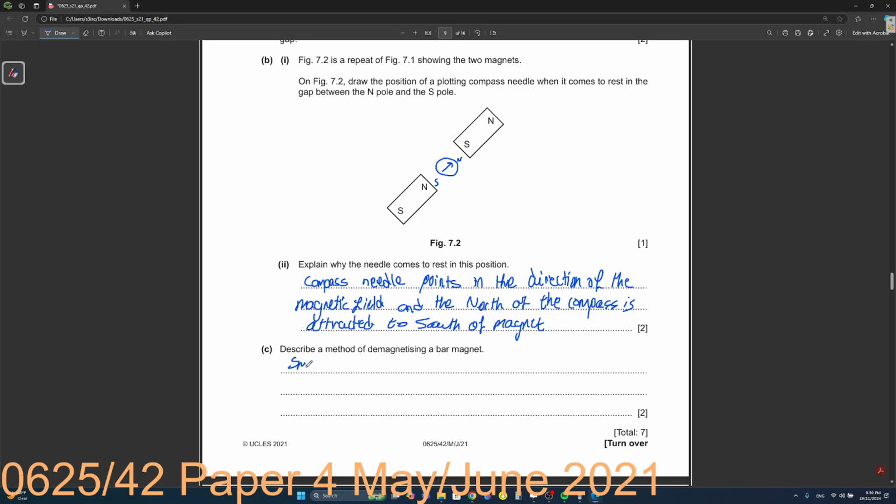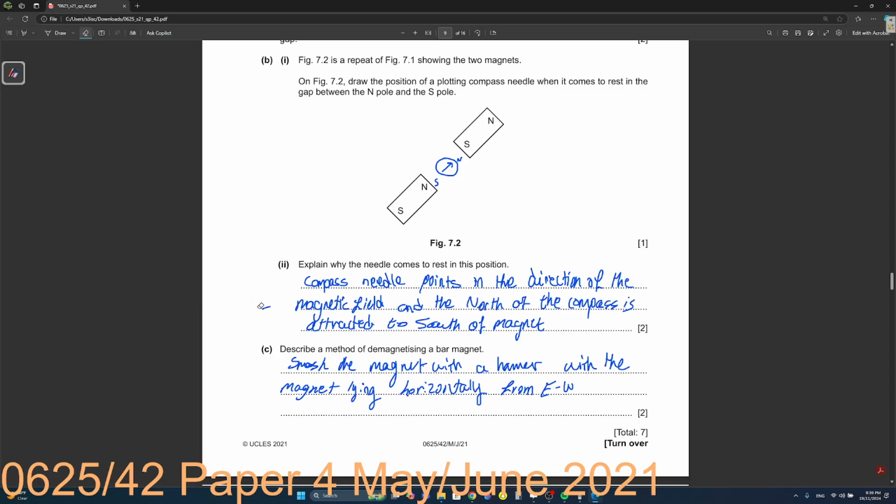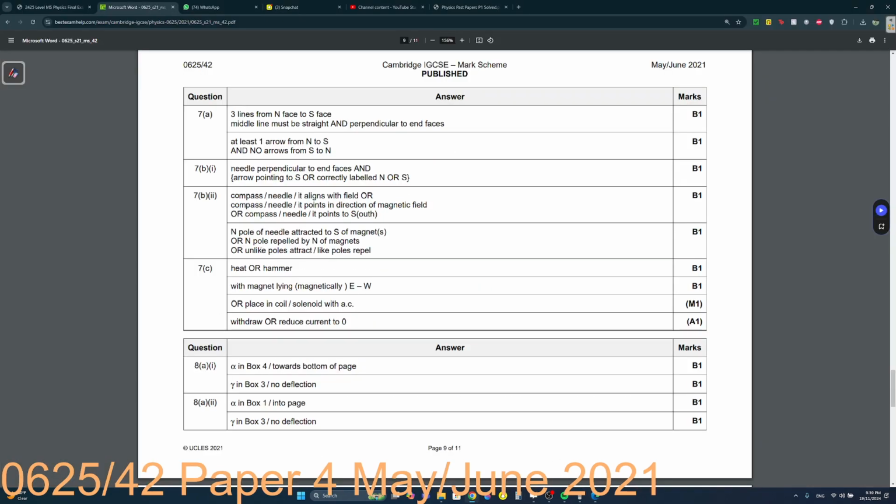Smash the magnet with a hammer, with the magnet lying horizontally from east to west. Okay, I don't really understand this east to west, but I think they just mean this is the east side, this is the west side. I'm not sure, but that's how it works. That's it for question 7.